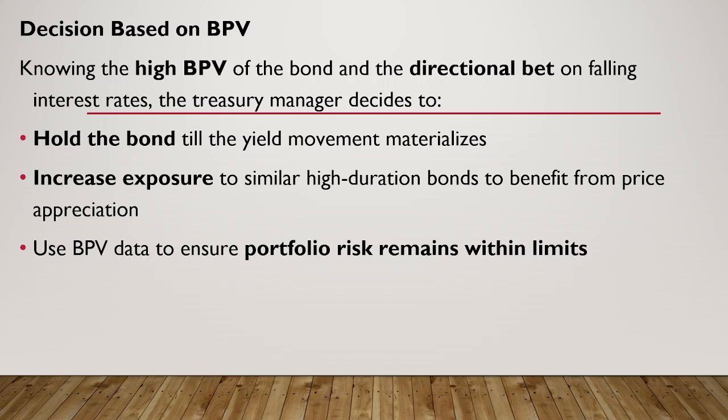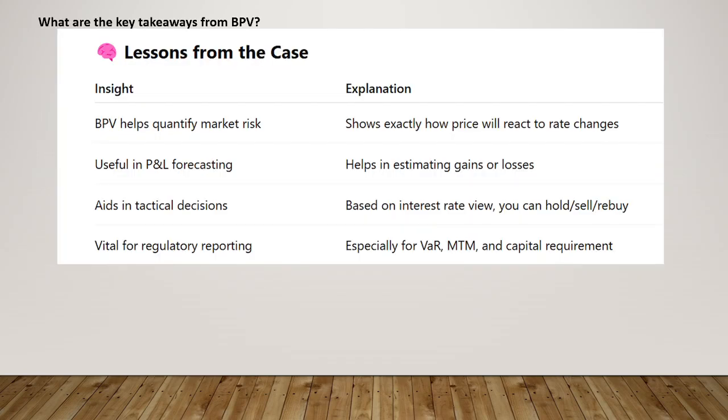What are the key takeaways from BPV? Let's summarize what we've learned. 1. BPV tells us how sensitive a bond is to interest rate movements. 2. It helps us measure and manage interest rate risk effectively. 3. Higher BPV means higher risk, and potentially higher reward if the bet on interest rate movement is correct.